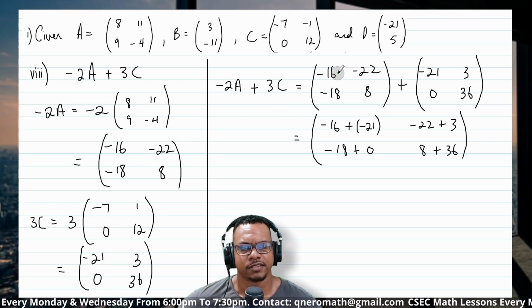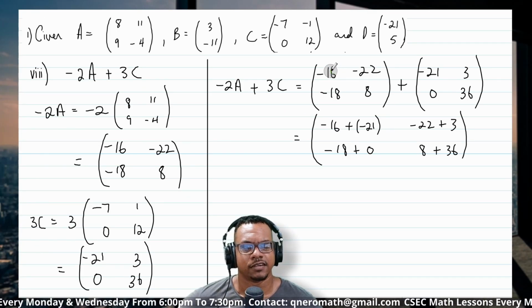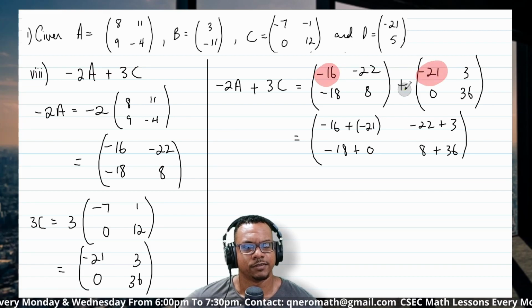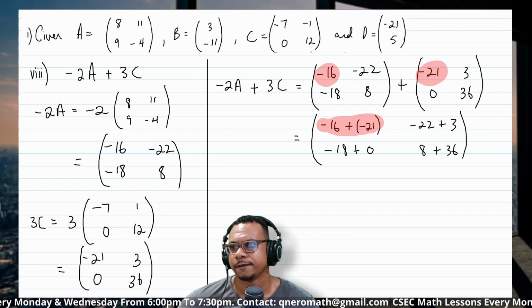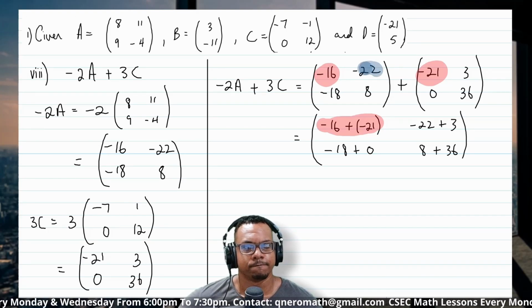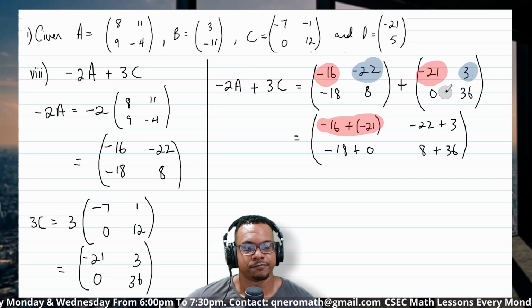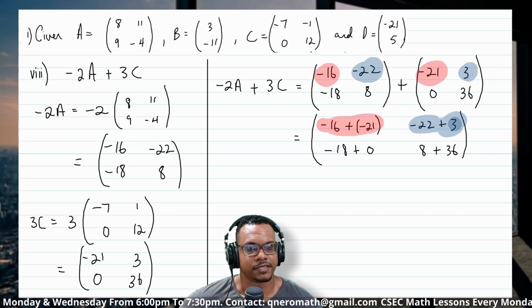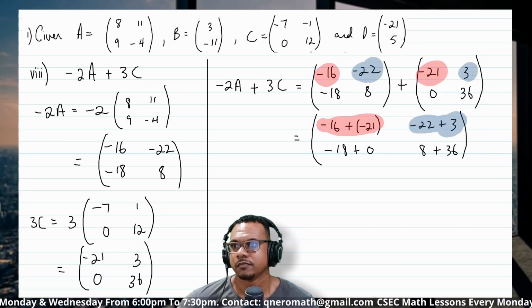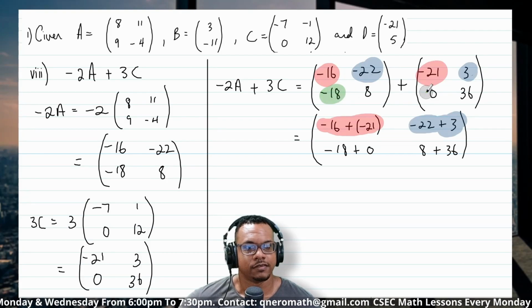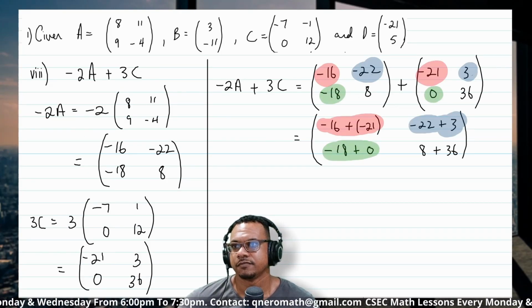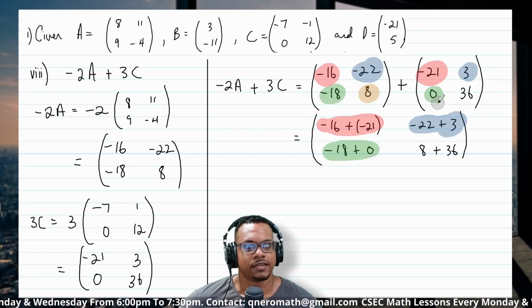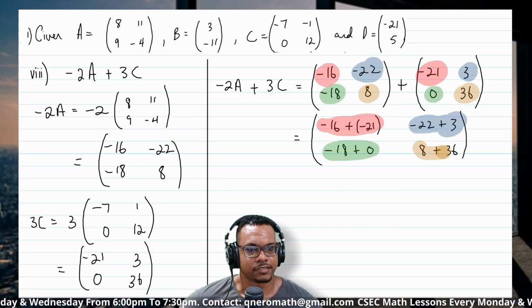As the last one, I'll just shade. So 16 and 21, that's why we have this. 22, I mean, it's obvious, but still, just making it clear. 18 and 0, that's why we have this. And 8 and 36, that's why we have this.